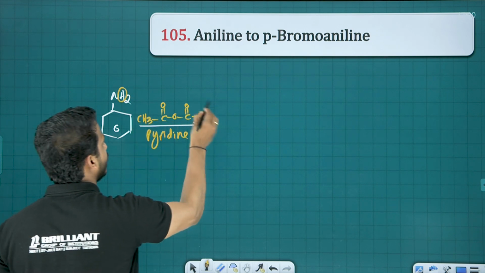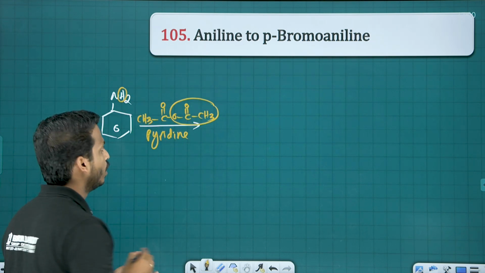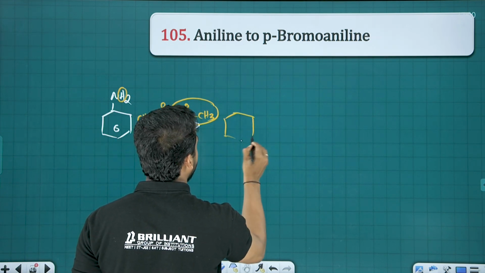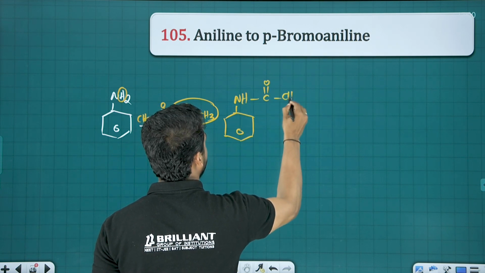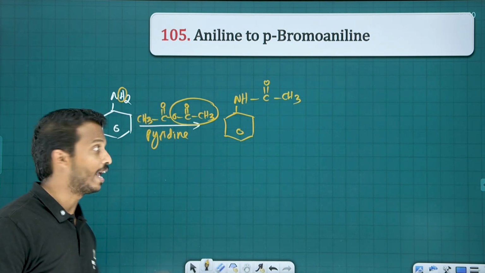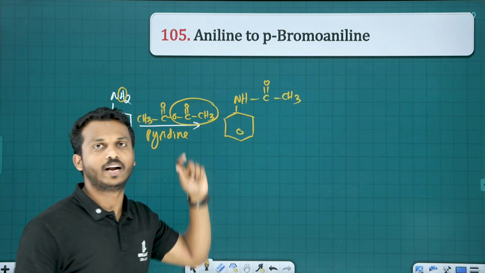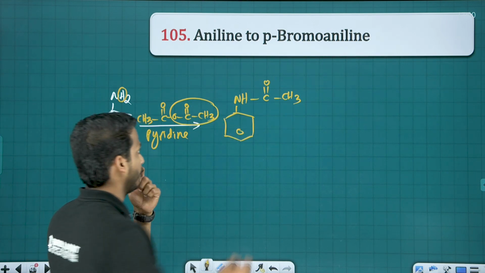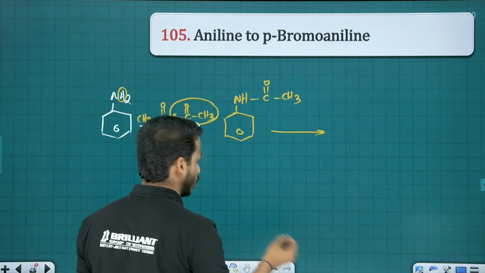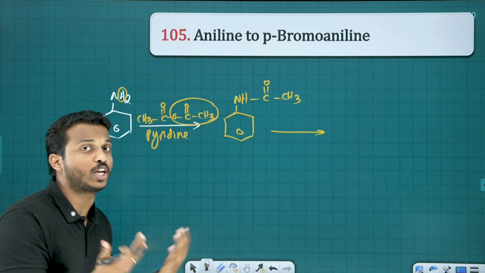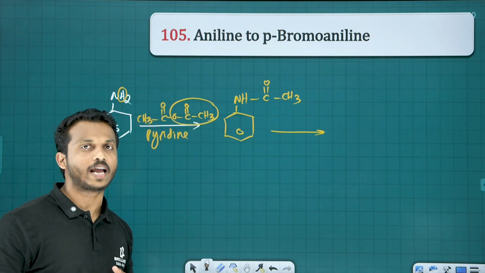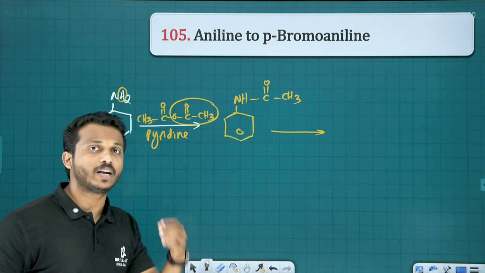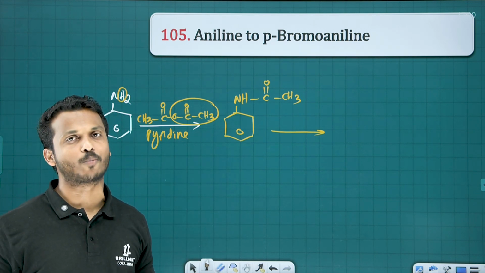What is happening here? This H and this part you can cut and remove. So it will give you benzene with NHCOCH3, N-phenylethanamide, or called acetanilide, right? Now why are we doing this procedure? You may study it in a reasoning question. Aniline is a very strong ortho-para directing group. If you add bromine directly, all the ortho and para positions are occupied by bromine.